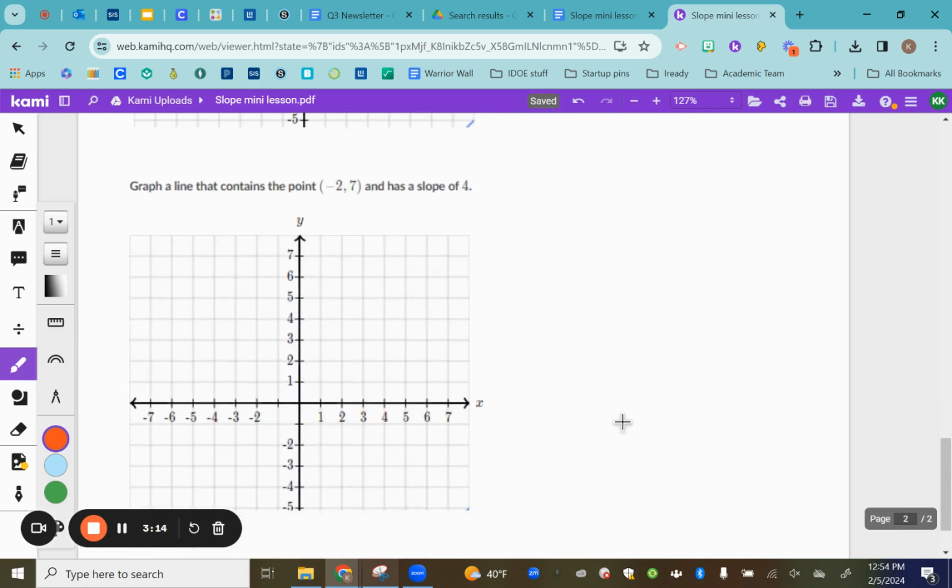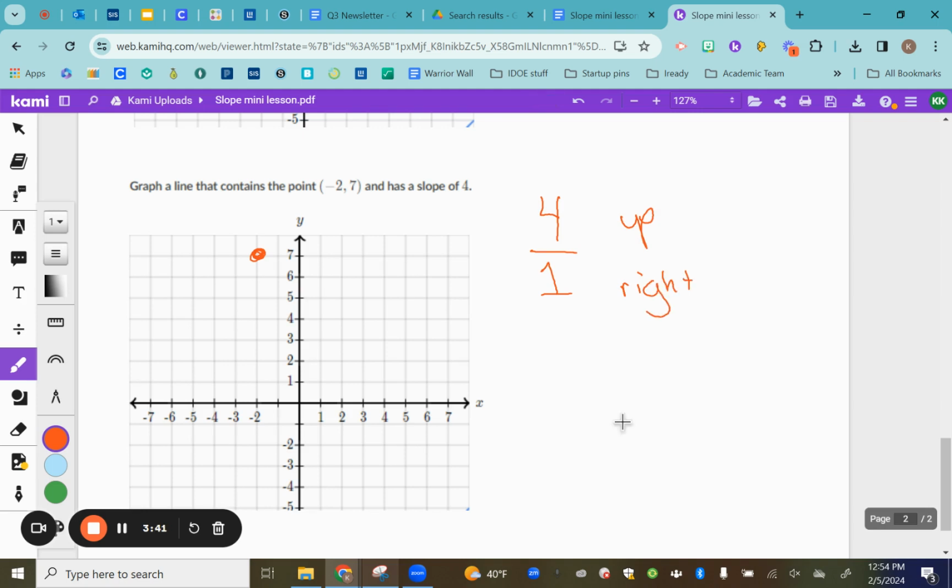And then one more. So this one says the line contains negative 2, 7. So I go to negative 2 and then up 7. 1, 2, 3, 4, 5, 6, 7. So negative 2, 7 is right there. And this time it says it has a slope of 4. And as we know, we put a 1 underneath it. So this means that it goes up 4 and then right 1.